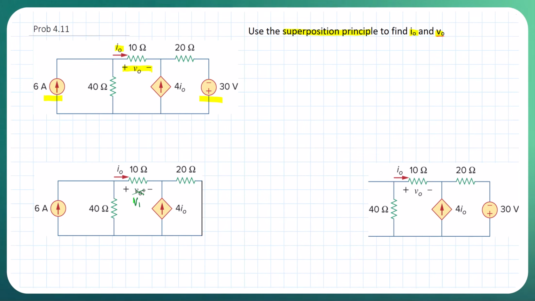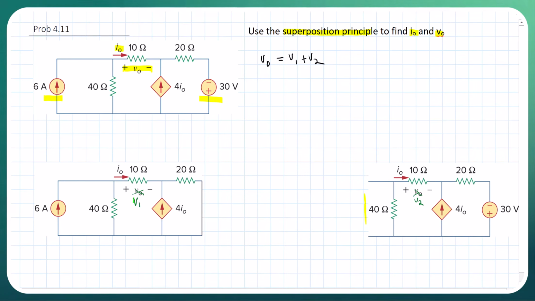And then the second thing we're going to do is keep the voltage source on, but turn off the current source. When you turn off a current source, it becomes an open circuit. So you have an open circuit here, and instead of V naught, I'm going to call this V2, and that's important because of the linearity in the superposition principle. What we can say is our V naught is going to be the sum of V1 plus V2.